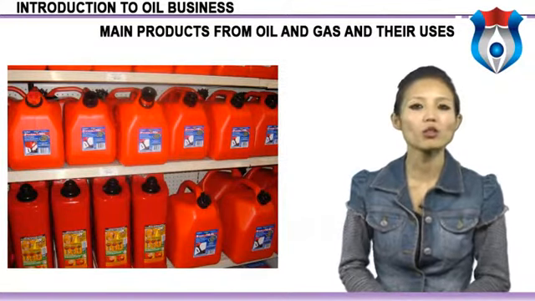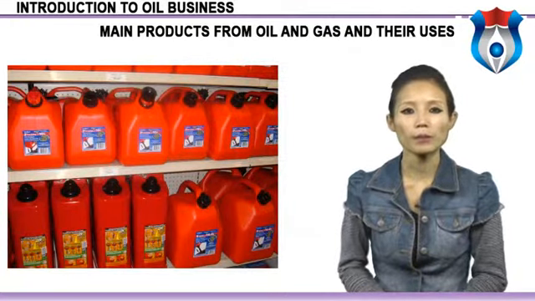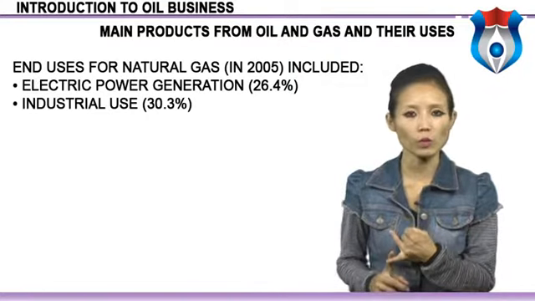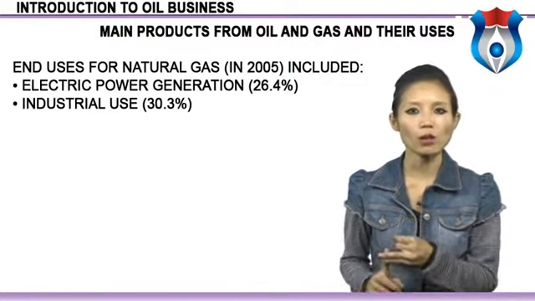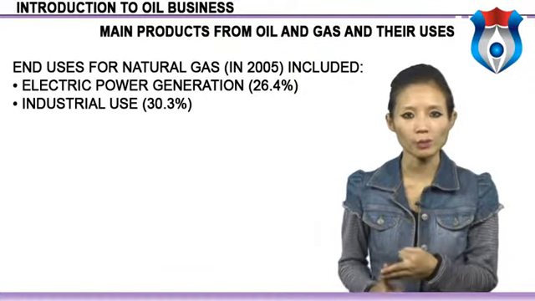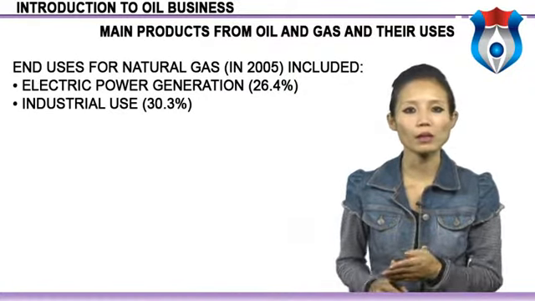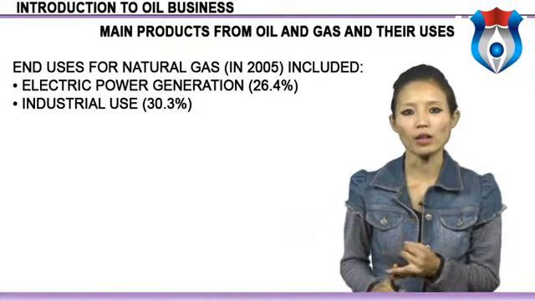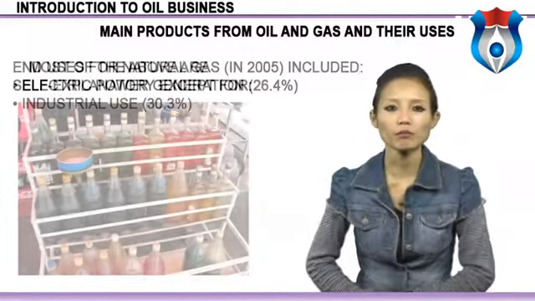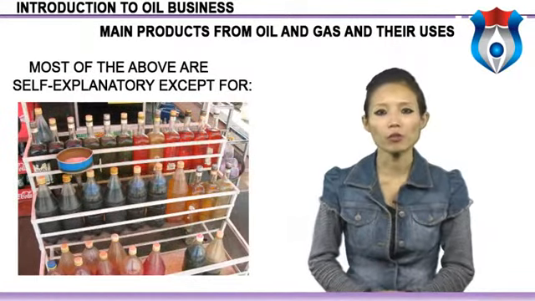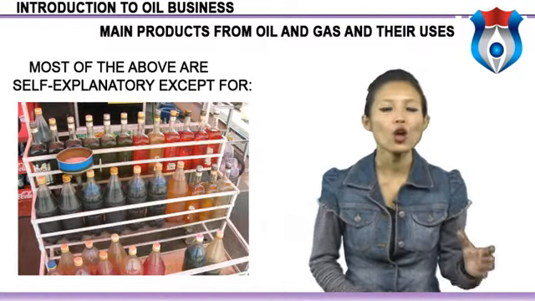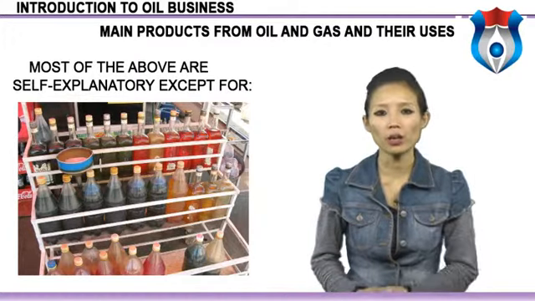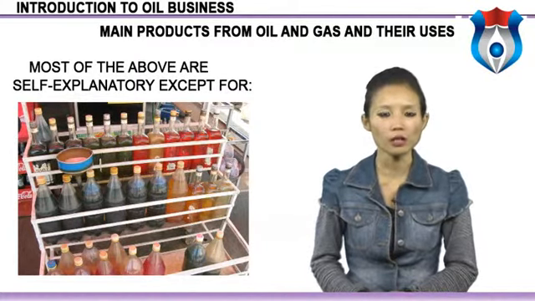Natural gas supplies about 22% of the nation's energy needs. End users for natural gas in 2005 included electric power generation 26.4%, industrial use 30.3%, residential use 21.6%, commercial use 13.9%, lease and plant fuel consumption 5%, pipeline and distribution 2.6%, and vehicle use 0.1%. Most of the above are self-explanatory except for lease fuel. Natural gas used in well field and lease operations, such as gas used in drilling operation, heaters, dehydrators and field compressors.